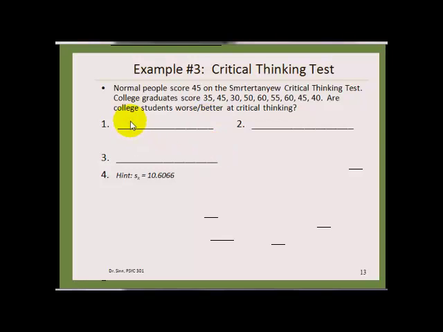See if you can fill in the 1, 2, and 3 here before we move on in terms of the first 3 steps of hypothesis testing. Why don't you hit pause and then hit play when you're ready?